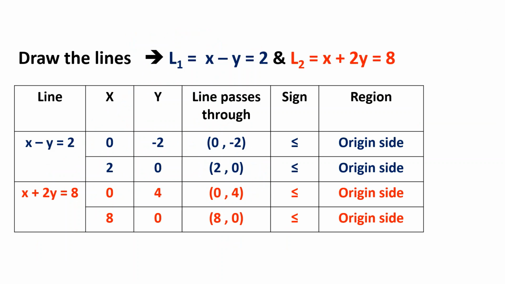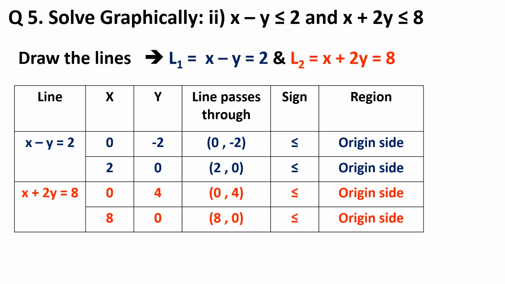Consider the second problem. I have two equations of the lines as x minus y is equal to 2 and x plus 2y is equal to 8. So these are the two equations of the lines that we get from our problem, that is x minus y less than or equal to 2 and x plus 2y less than or equal to 8. Consider now the first line again. I should find out the coordinates for this.